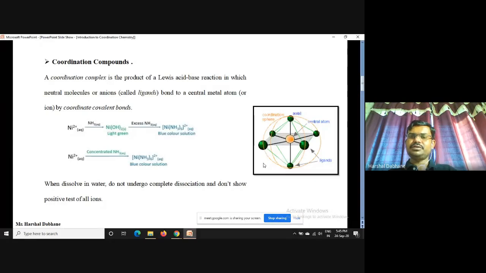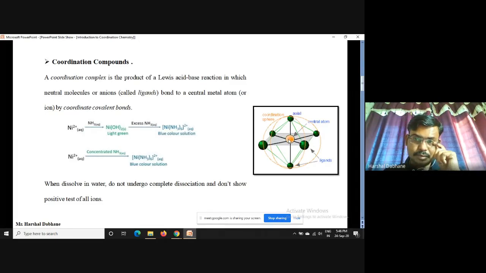In this diagram we show the structure of hexaamminenickel(II). The centrally situated ion is called the central metal ion, or CMI, which is positively charged. The six species shown here, the first, second, third, fourth, and fifth and so on, are the ligands. The six ligands are surrounded by means of the metal.